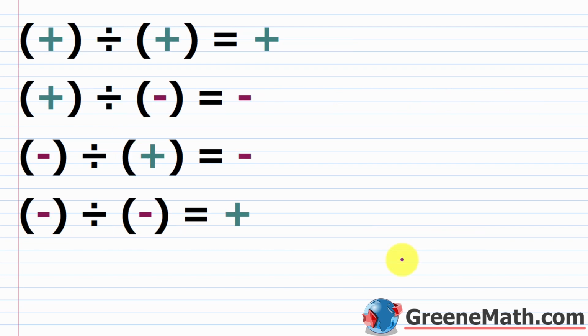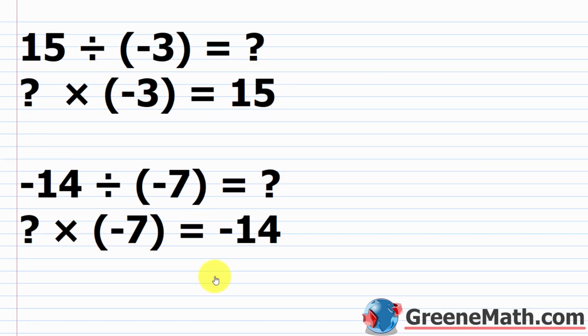So basically, if you're dividing integers and you have the same sign, you're going to get a positive quotient. If you're dividing integers and you have different signs, you're going to have a negative quotient. So positive divided by positive or negative divided by negative will give you a positive. And then if you have a positive divided by a negative or a negative divided by a positive, you will get a negative.